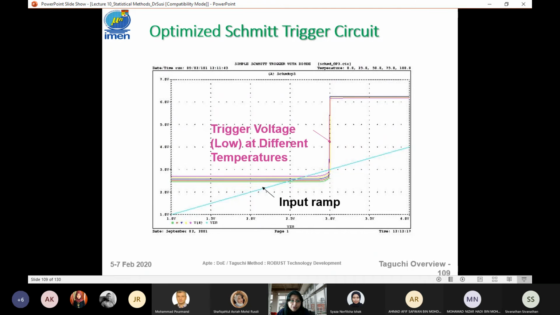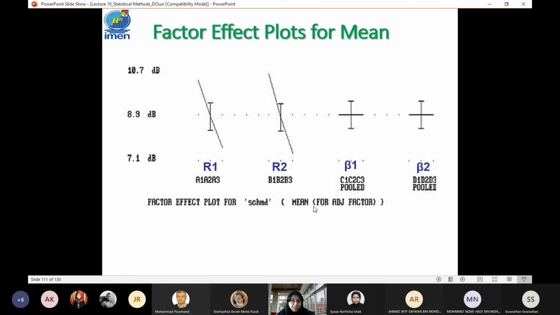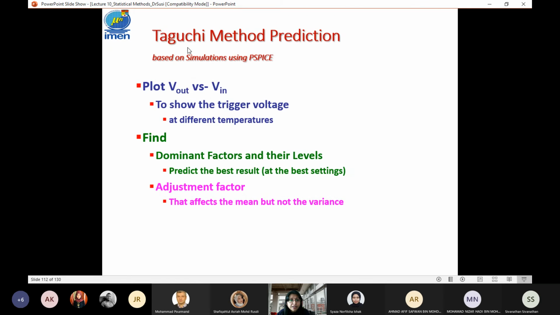Okay, so this shows the factor effect plots for signal to noise ratio for the resistor values and also for the gain. This is for nominal the best, and this is for the mean. Just now was a signal to noise ratio for nominal the best. This is signal to noise ratio for the mean. Okay, and as you can see here, there is no effect on beta 1 and beta 2. It's pooled. There is no effect in the changes of the gain here, right?